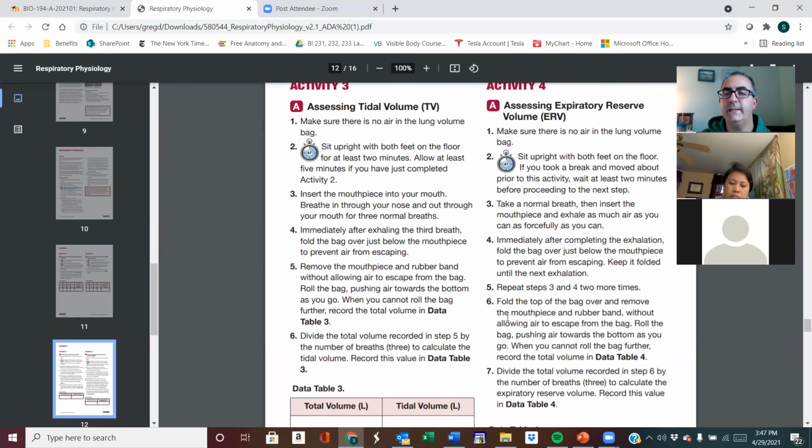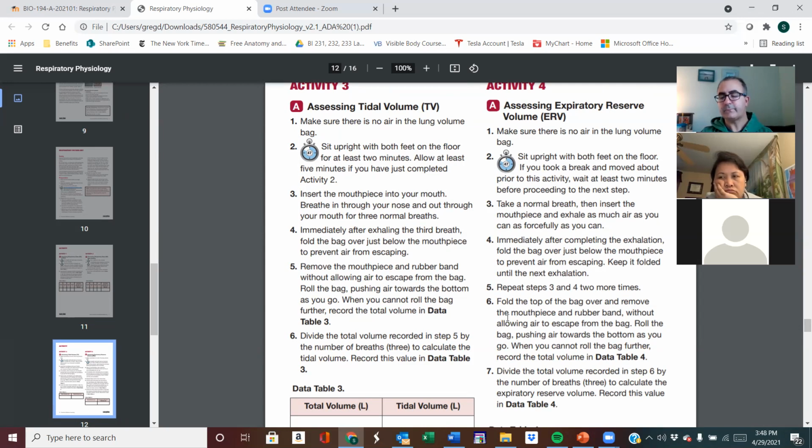Table 4, you're going to take the expiratory reserve volume. So you're going to take the bag, you're going to force all the air out of it. Right? You do the same kind of thing. You're going to set up the bag so that you've got your mouthpiece at the top, and you've got your elastic band, your rubber band around the mouthpiece. Take a normal breath, then insert the mouthpiece and exhale as much air as you can forcefully.